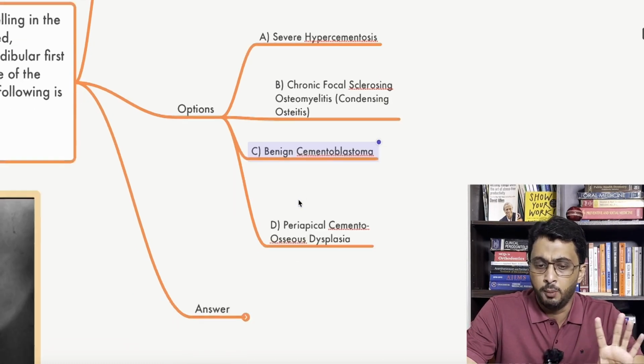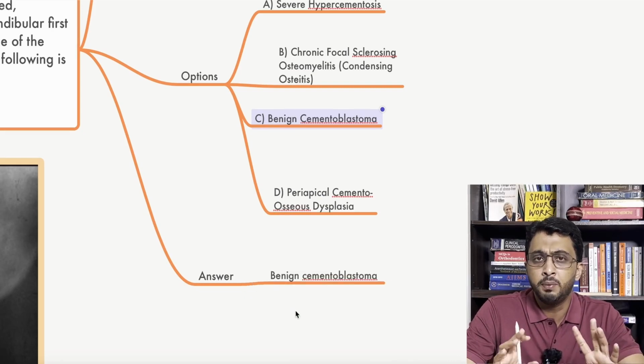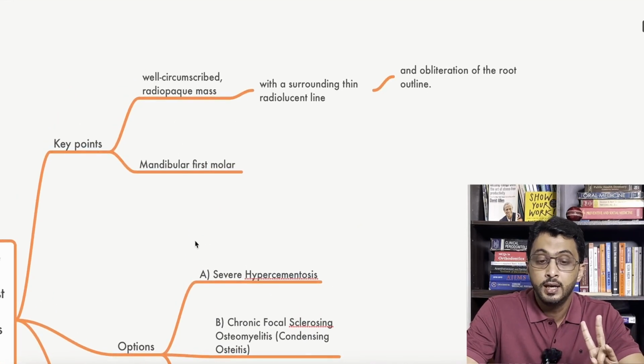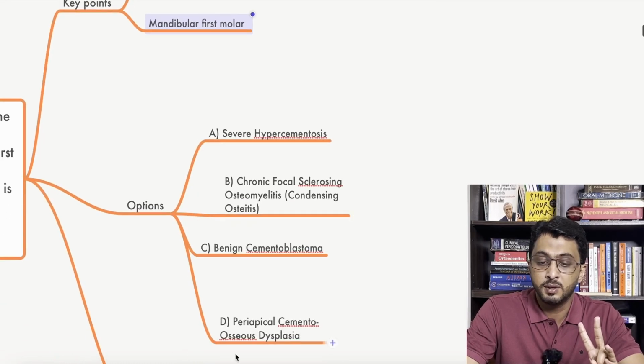Radiolucent line, obliteration, very typical. We'll come to more details. These two features are very typical of benign cementoblastoma, besides it occurring in the mandibular first molar. If you see one of these lesions, which is basically cementoma.